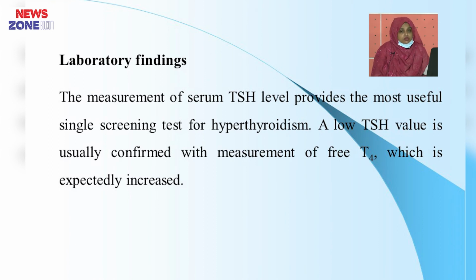Then how can we diagnose a case of hyperthyroidism? For the diagnosis of hyperthyroidism, we have to measure serum thyroid stimulating hormone, serum T3 level and serum T4 level. Among these three tests, the thyroid stimulating hormone test is the most useful single screening test for hyperthyroidism. A low thyroid stimulating hormone value is usually confirmed with measurement of free T4 level, which is expectedly increased.